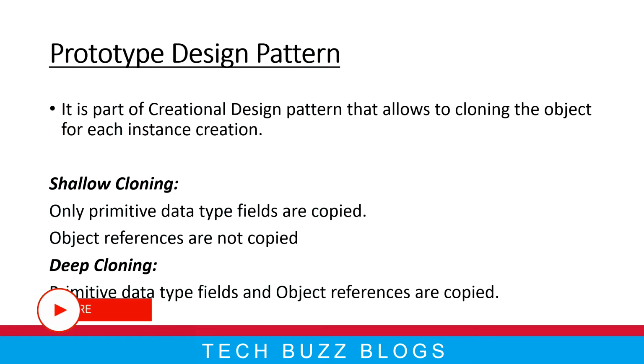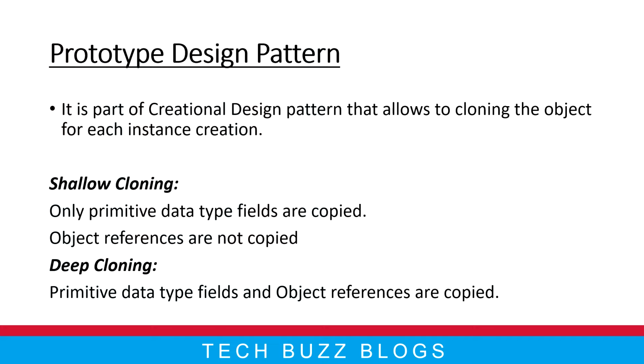Basically it will clone the instance for you, for example from the first instance I created. When I'm trying to create a second object, it will clone from that. When I'm trying to create the third object, it will clone from the second. So that is the basic behavior of the prototype design pattern.